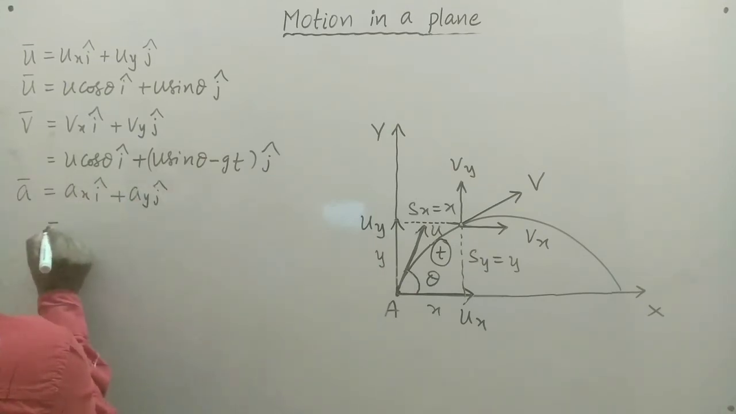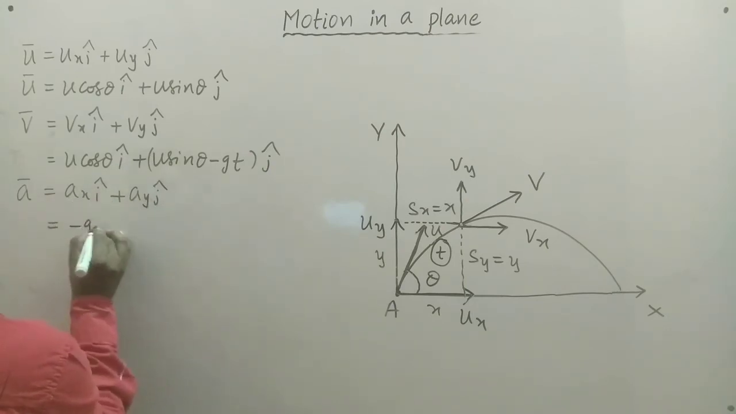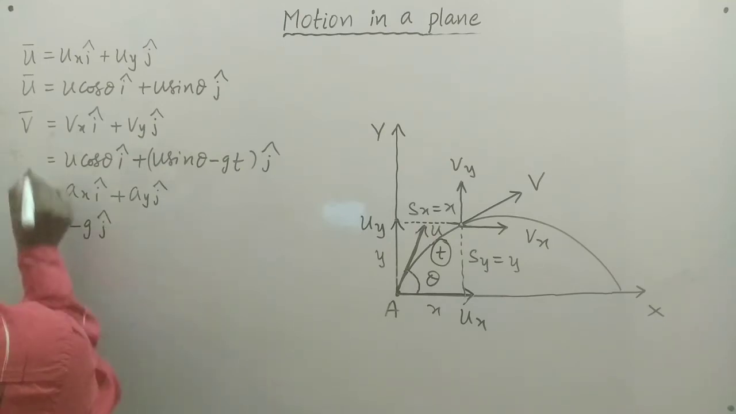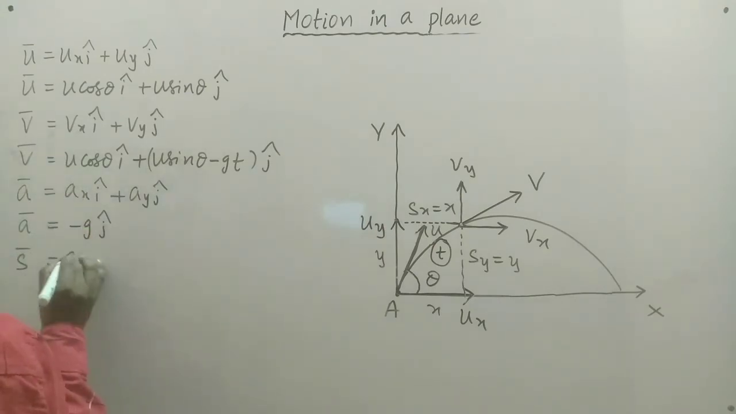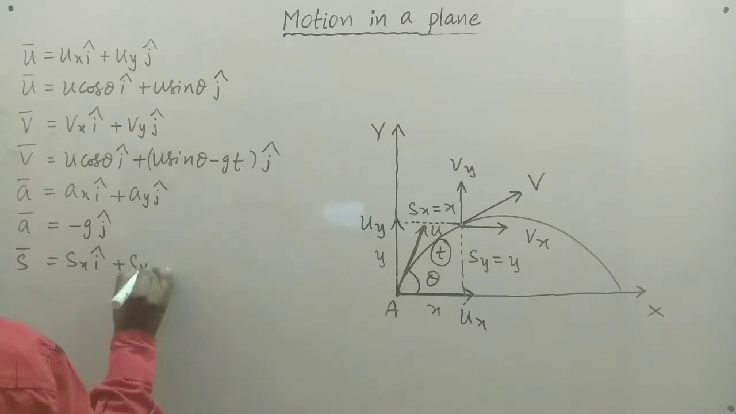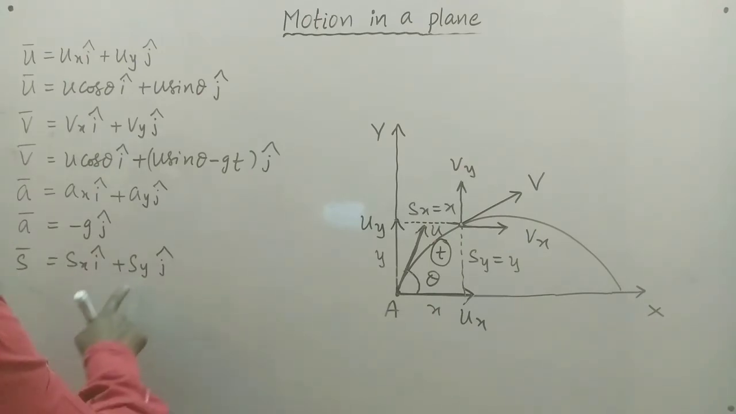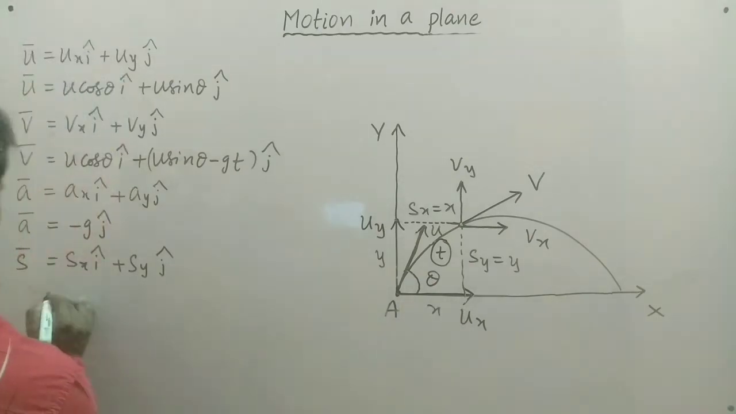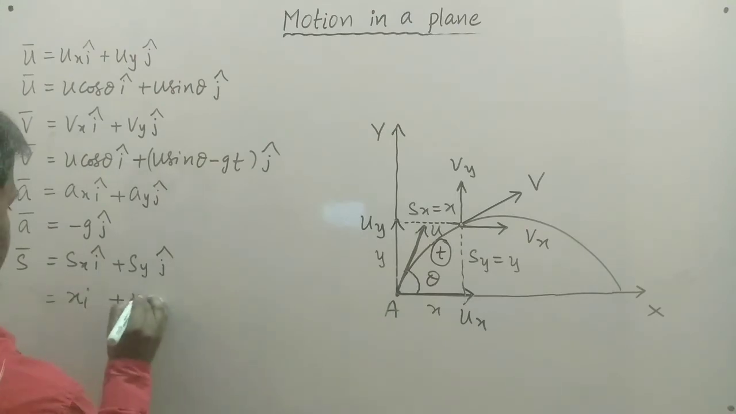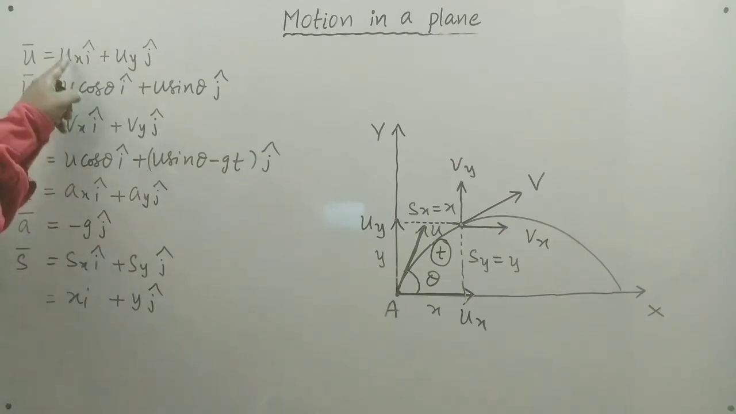Right. See this. Next, a bar is ax i cap plus ay j cap. This is 0 i cap minus g j cap, a bar. This is v bar. Next, s bar is sx i cap plus sy j cap. Right. So that is displacement. Here already we got sx component, sy component. Okay. Right. By using this we can write x i cap plus y j cap. We have x equation, y equation.